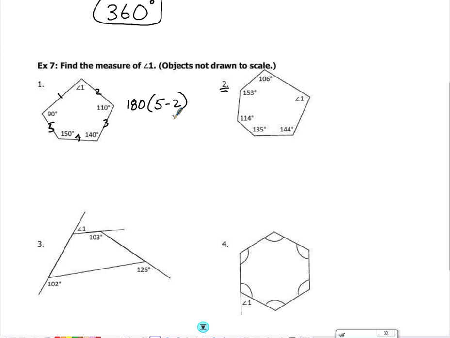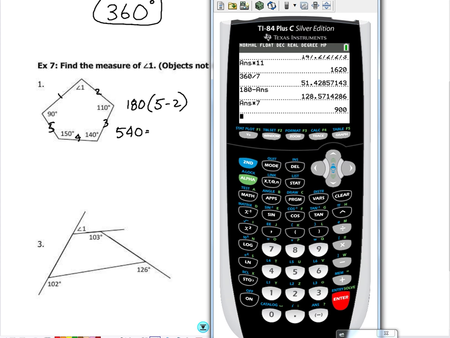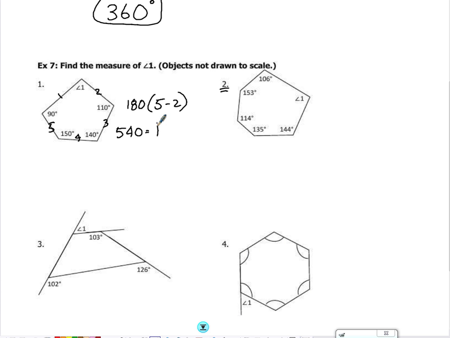Once I find that sum, all I have to do is add up the angles I do know, which are 90 plus 110 plus 150 plus 140. And all 4 of those angles add up to 490 degrees. Since they add up to 490 and I'm trying to find the lonely angle 1, all I got to do is subtract 490 from 540 and end up with angle 1 being equal to 50 degrees.